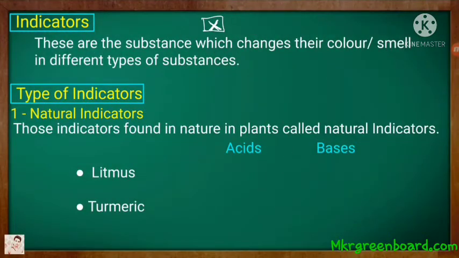Next, indicators. Indicators are substances which change their color or smell in different types of substances. Once again, a 1 mark question will ask: what is the meaning of indicator? Now the types of indicators. Natural indicators: those indicators found in nature, in plants, are called natural indicators.